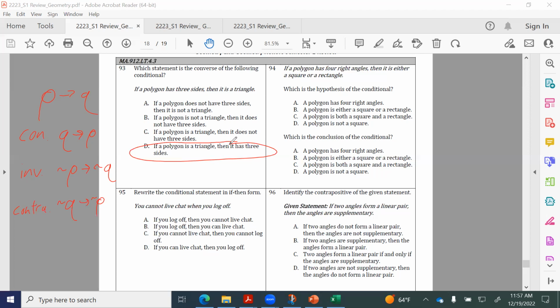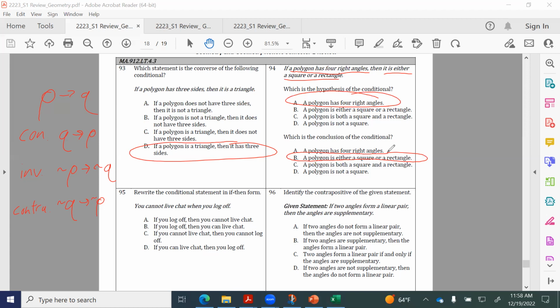On number 94, if a polygon has 4 right angles, then it is either a square or a rectangle. Which is the hypothesis of the conditional, and which is the conclusion? Again, we shouldn't include the if, it's just what follows after the if. So, a polygon has 4 right angles, that's our hypothesis. That's A. Which one's our conclusion? What follows after the then? It is either a square or a rectangle. B.